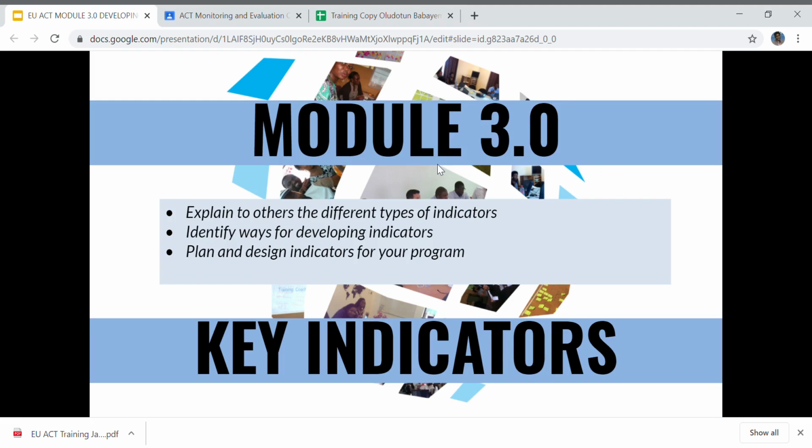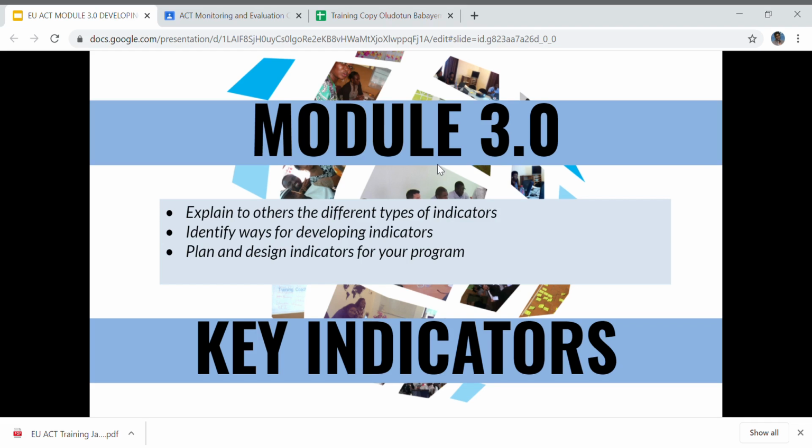Yes, you should be able to explain to others the different types of indicators that can be used for your programs or projects, and also identify ways of developing indicators. And by the end, you should be able to plan and design indicators for your program.